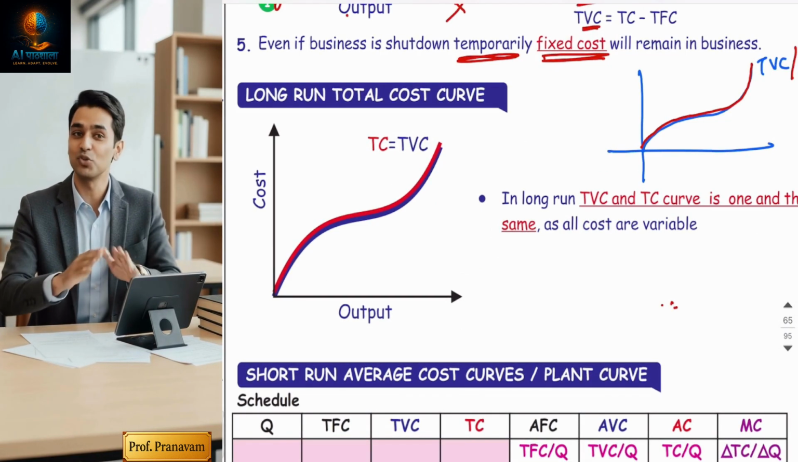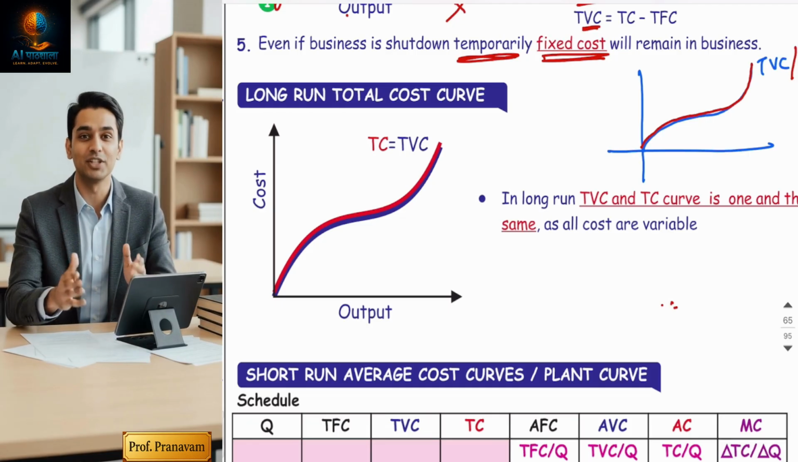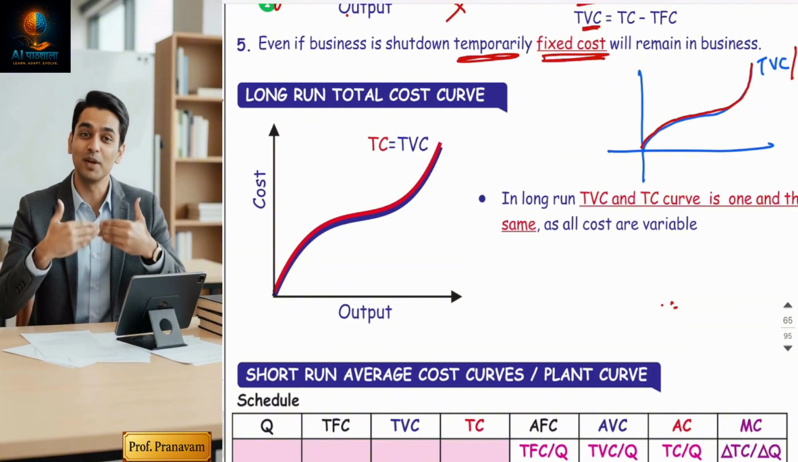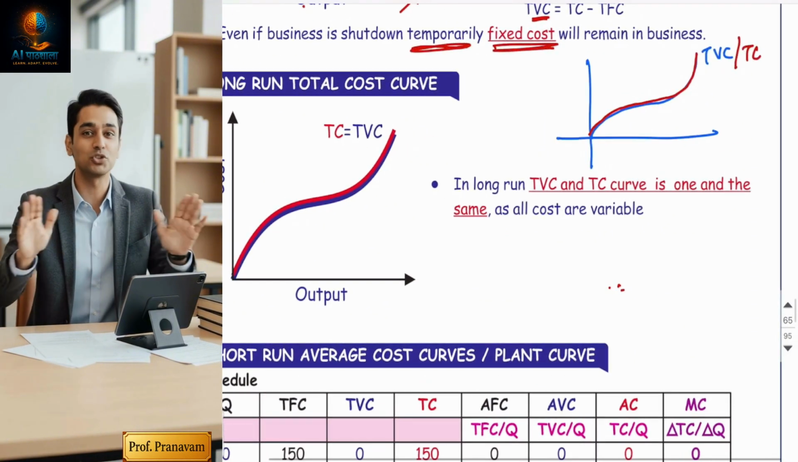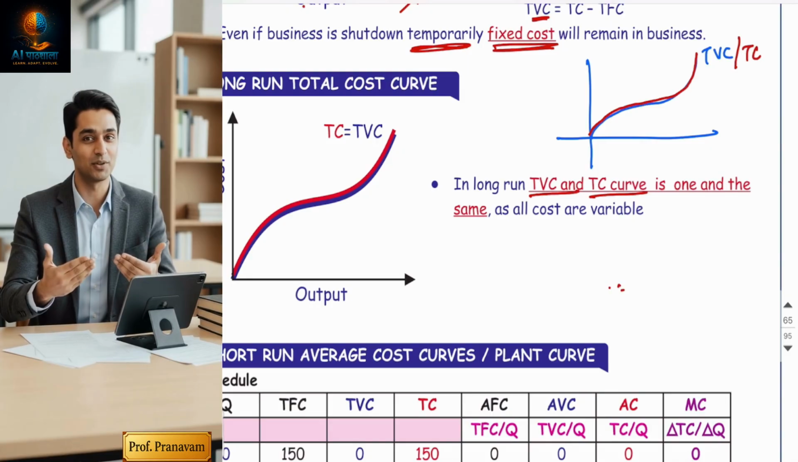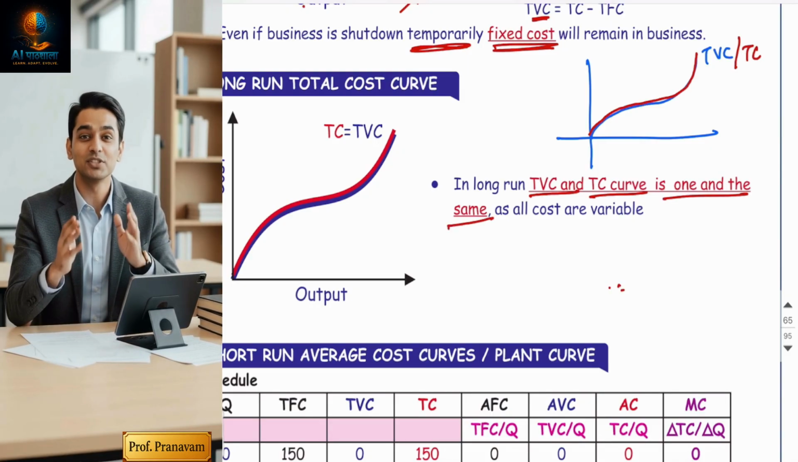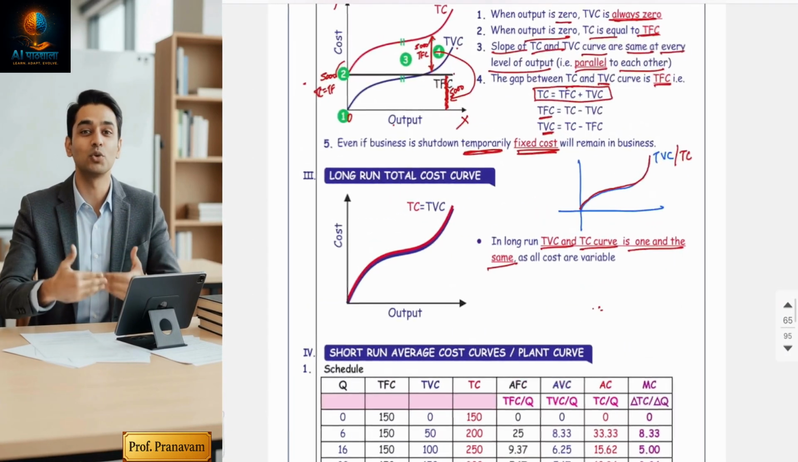So please keep in mind, in the long run total cost curve, there is only one cost, that is variable cost, and that variable cost itself is the total. Okay, so in long run, the TC and TVC curve is one and the same, as all costs are variable. Hope you understood.